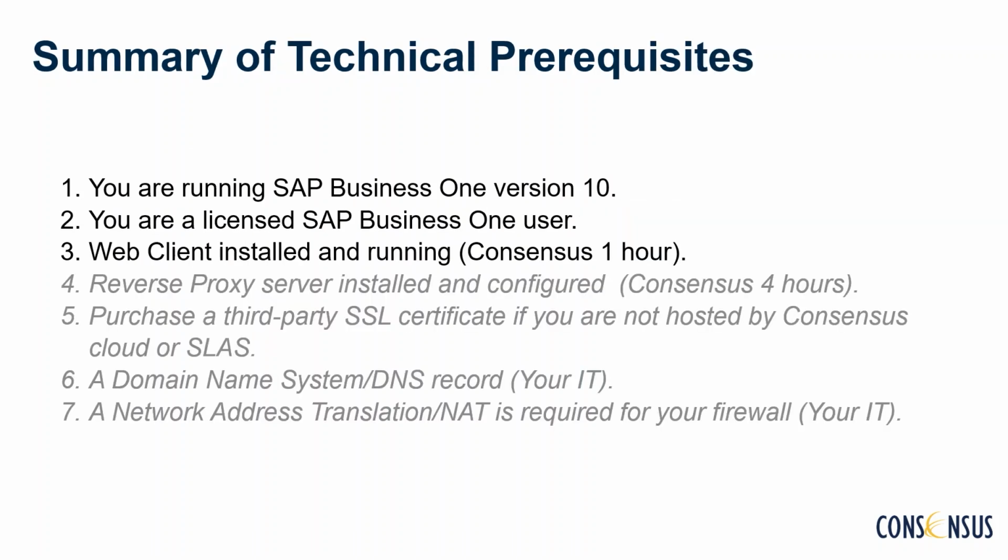And this is a summary of the technical prerequisites. You are running SAP Business One version 10. You are a licensed SAP Business One user, with the web client installed and running. And if you want to access from outside of your local network, you will need a reverse proxy server, a purchased third-party SSL certificate, and if you're hosted in Consensus Cloud or Slash, you don't need that. A domain name system and a network address translation.